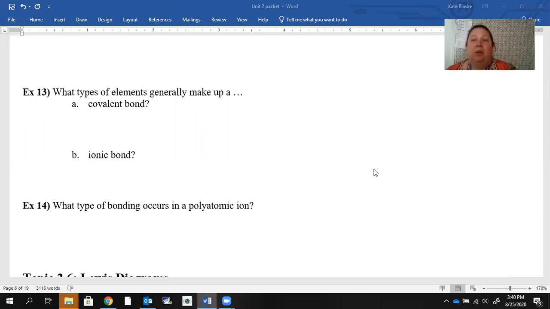So now that we've been able to talk about all three types of bonds, coming up next, we're going to start talking about what these molecules look like when we start bonding them together. That's going to get into Lewis dot structures.